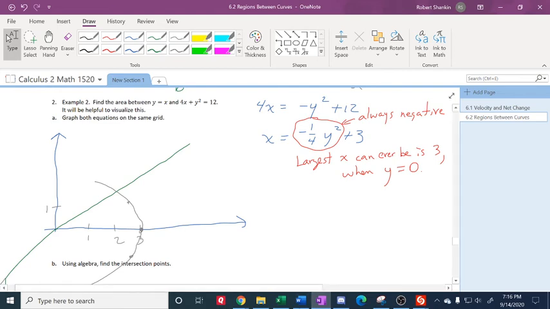Gotcha. So you used this equation over here where x equals negative 1/4 y squared plus 3, and this one, x is equal to y. Since it's the same x, they've got to be equal to each other, and that gives you this equation right over here. So this is going to be the equation y equals negative 1/4 y squared plus 3.